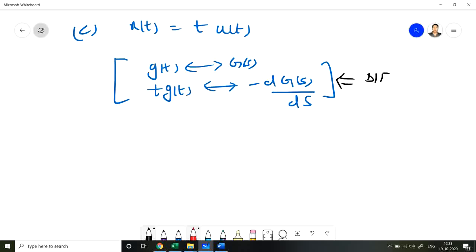is the entire S plane. So basically all values of S. So the ROC includes all values of S.